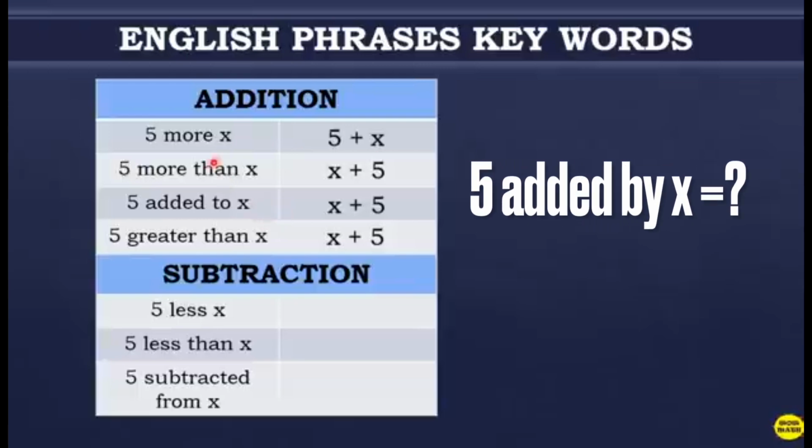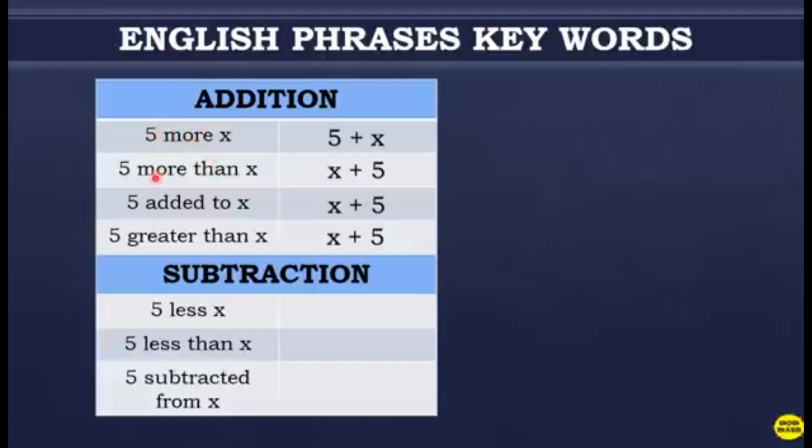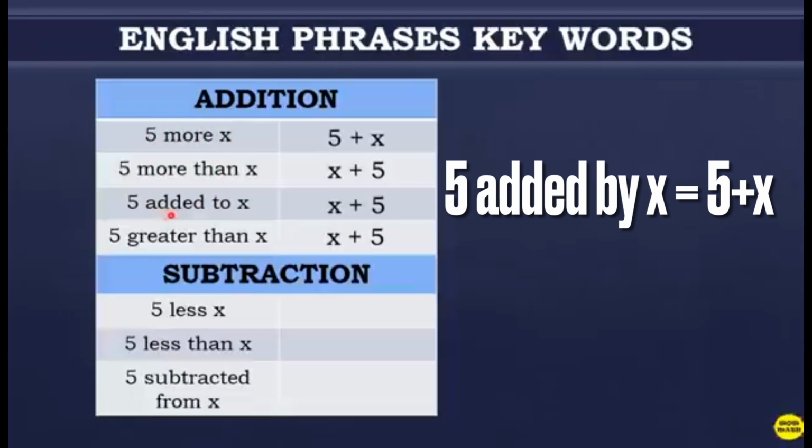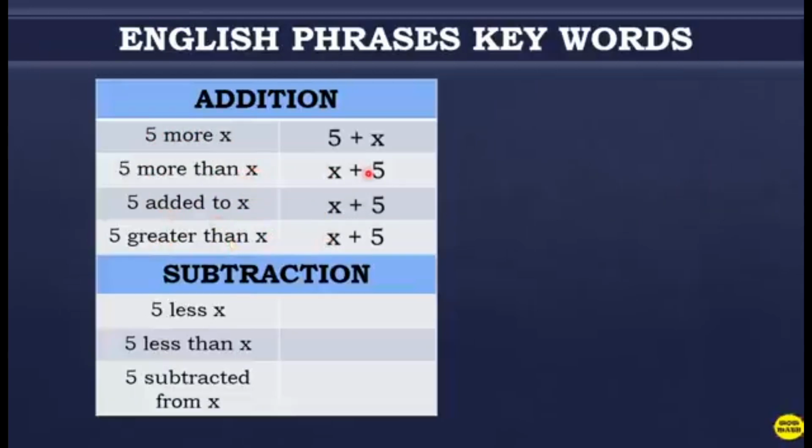But what if I say 5 added by x? When we say 5 added by x, we're going to add x to 5. So that would be 5 plus x. Again, I want to emphasize that this is 5 more than x, 5 added to x, and 5 greater than x. Again, this is very important because the arrangement or the order of the expression, the terms, the words, or the symbols are very important.